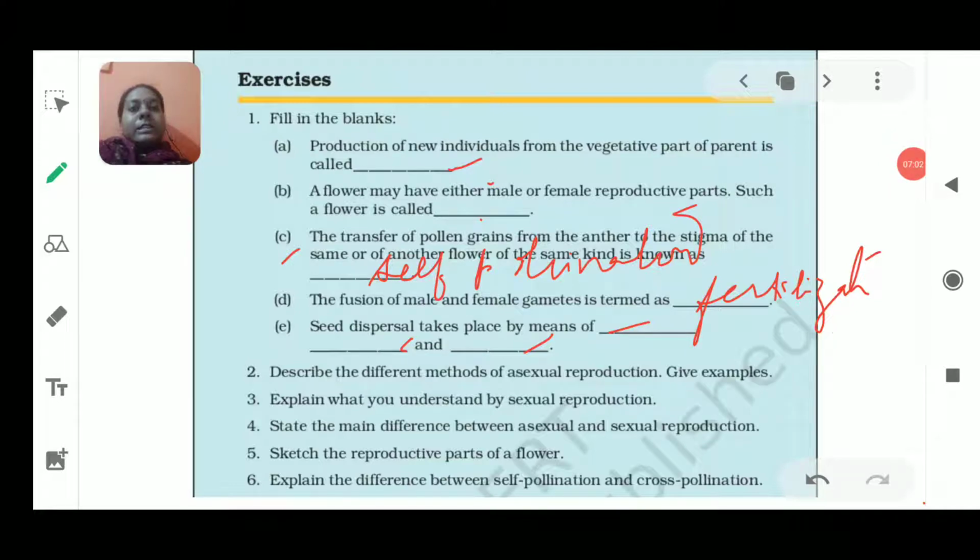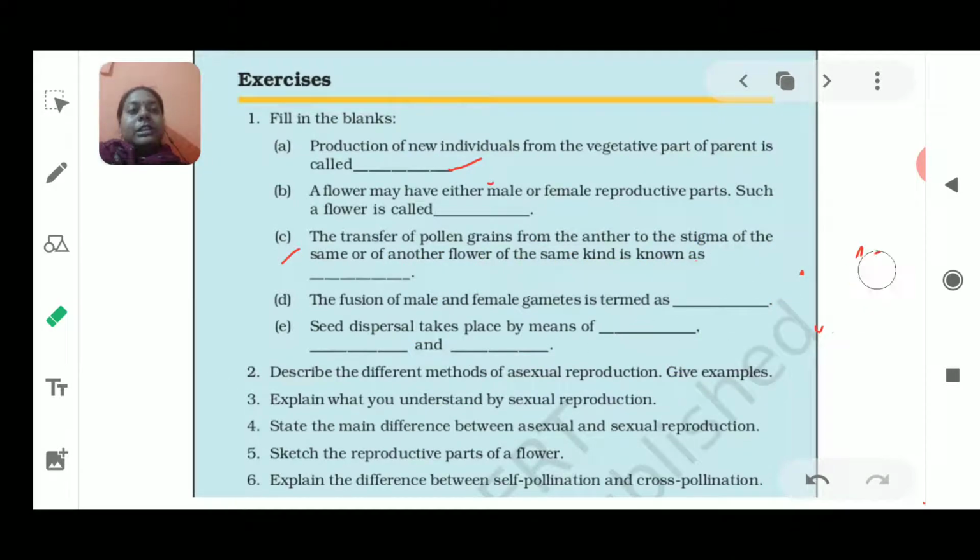Now some more questions are there to be discussed. The second question says, describe the different methods of asexual mode of reproduction. Here you could write down the various methods of asexual reproduction which I discussed just now. You could write about vegetative propagation, including cutting, layering and grafting. Then you can write about natural vegetative propagation, then budding and fragmentation. All these will be included in this part, and you could draw the diagram with an example.